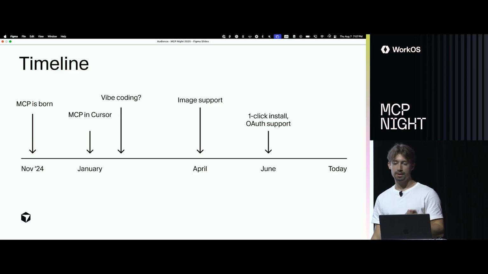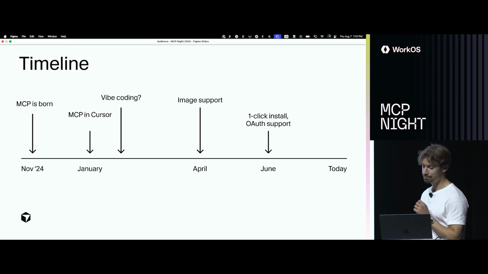Then I think our biggest improvement was adding one-click install and OAuth support, and that was in June. We learned that this reduced friction by a lot, and I'm going to show you the data a bit later.